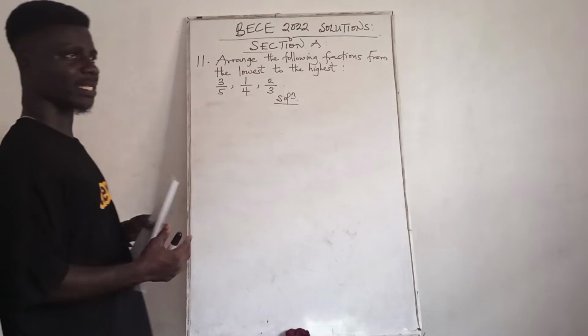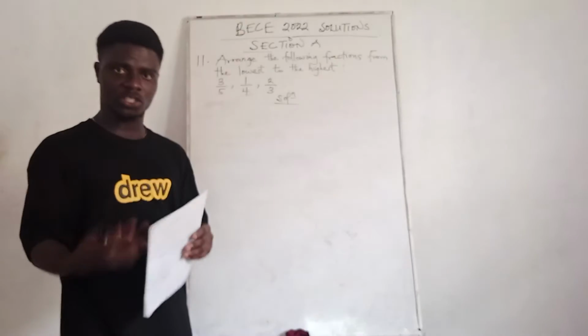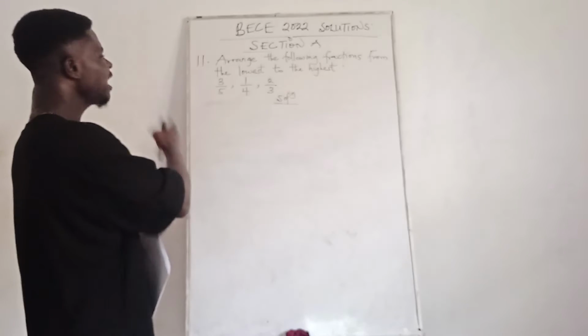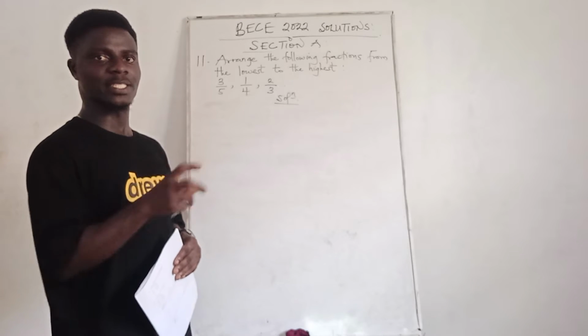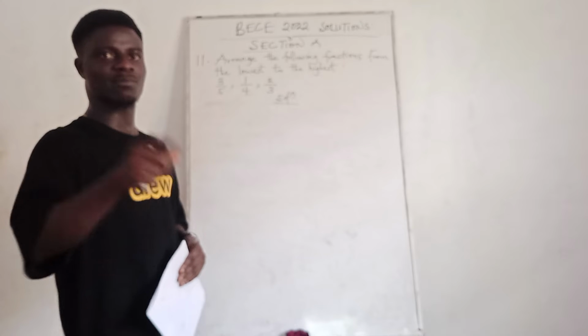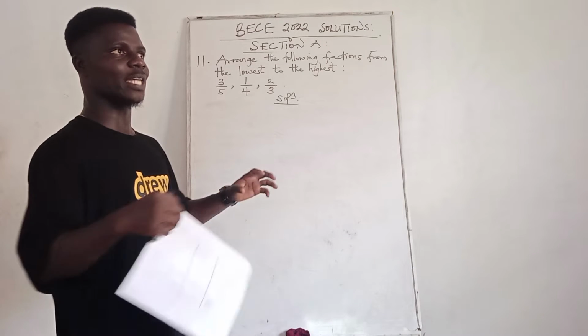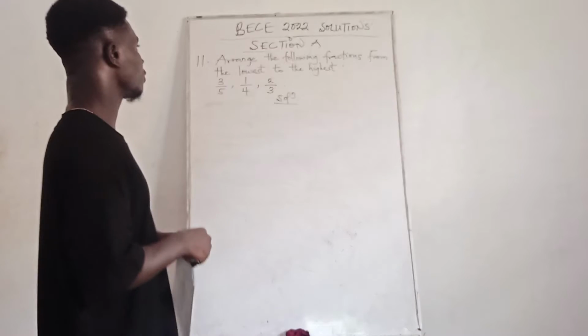Now here we have three methods. You can find the LCM so that you get the same denominators for these fractions, then use the numerators to do the comparison. Or you can change each fraction to a percentage and use the percentages to compare. Or you can change each common fraction to its decimal fraction, and when you are done, use the decimal fractions to compare them. Now let's see how best we can solve this question.